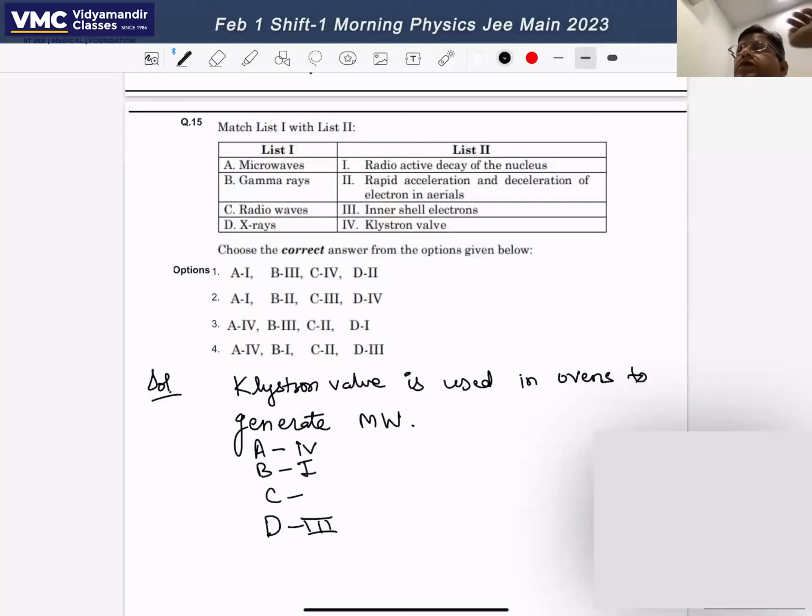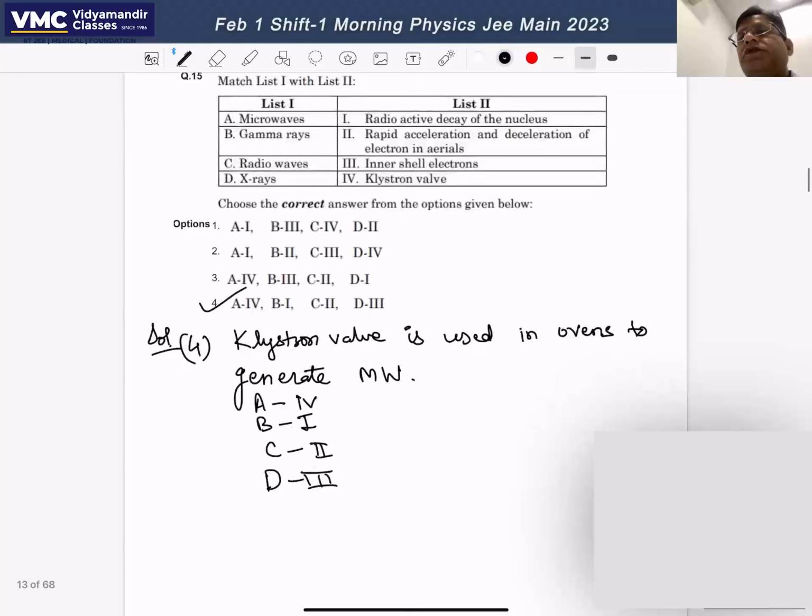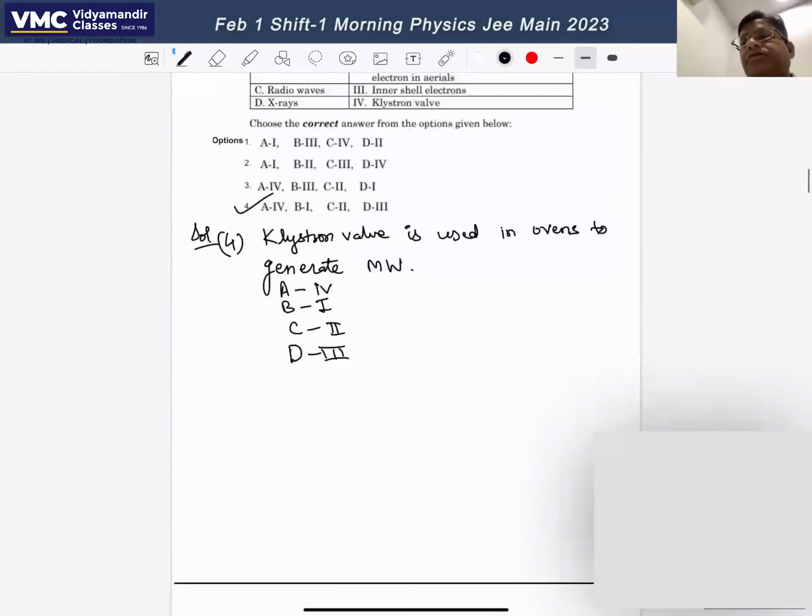In radio waves, electrons are excited and decelerated, and waves are generated. That is a radio waves. So this is say second. So for this, option fourth is correct. So this option 4 will be a correct option.